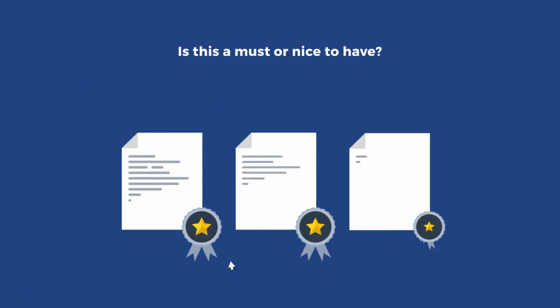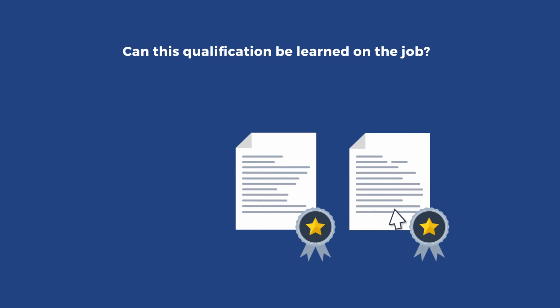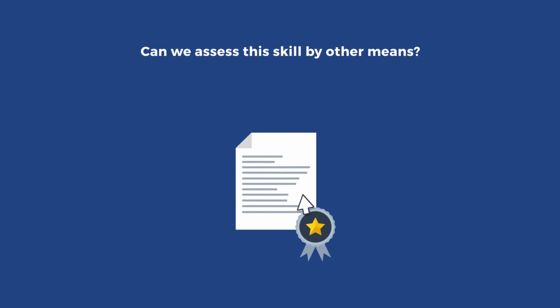You can reduce qualifications by asking questions like, is this a must-have or a nice-to-have? Can this qualification be learned on the job? Can we assess this skill through another means, such as by reviewing a work sample or through testing? Once you have the job description complete and the list of requirements for the candidate, you're ready to post the job and move on to building your list of interview questions.